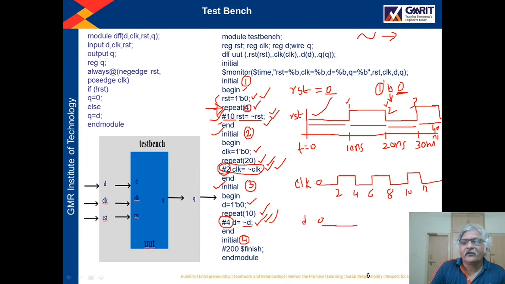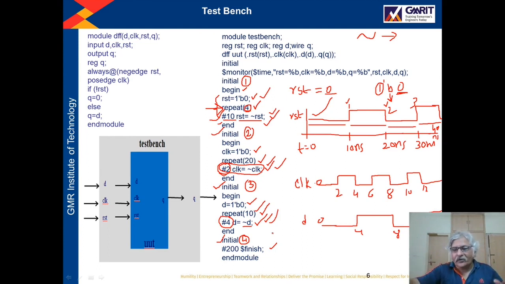So like this, 0, 4, 8, 12, this time, right? And this statement is executing 10 times, right? And this initial block 4, what will it do? Hash 200 finish. So at 200 unit time it will finish the simulation.